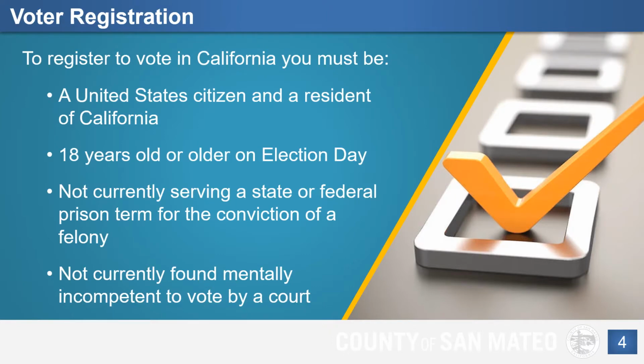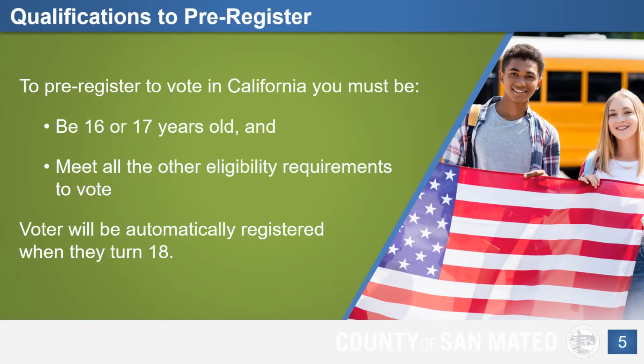To register to vote in California, you must be a United States citizen and a resident of California, 18 years old or older on election day, not currently serving a state or federal prison term for the conviction of a felony, not currently found mentally incompetent to vote by a court. These are the registration requirements.